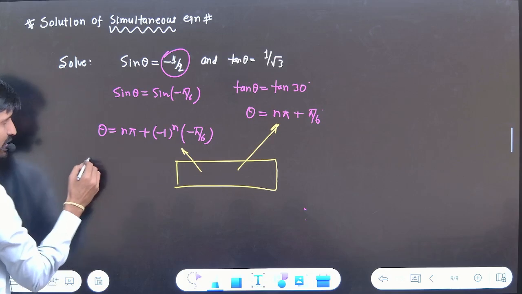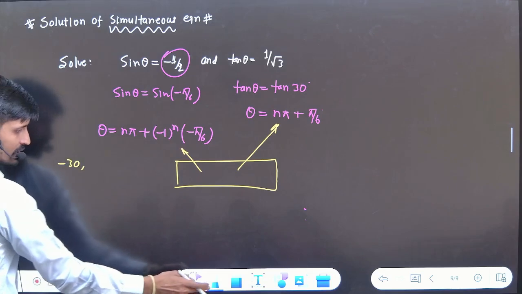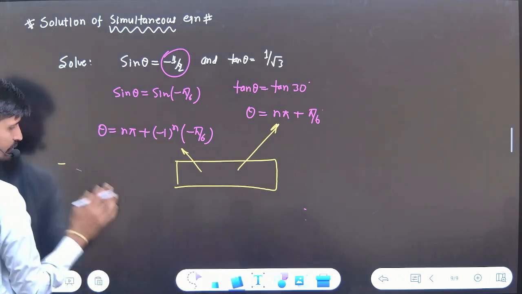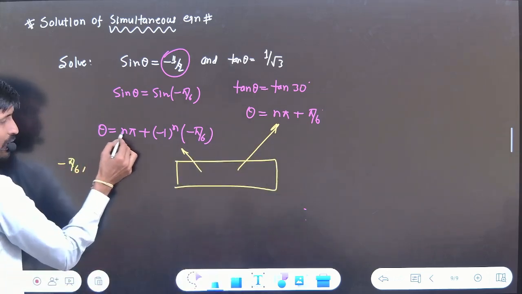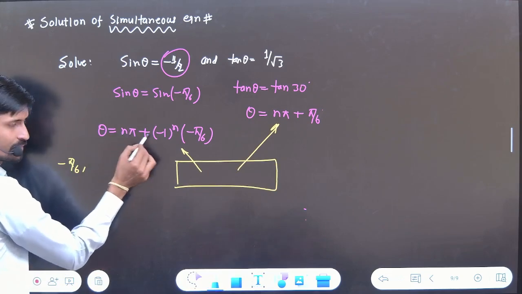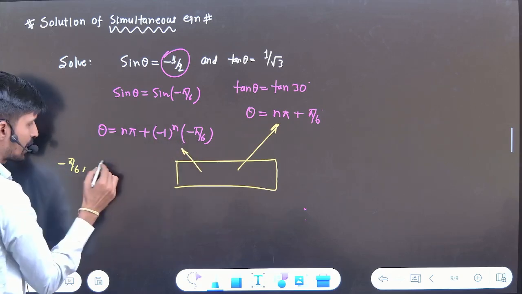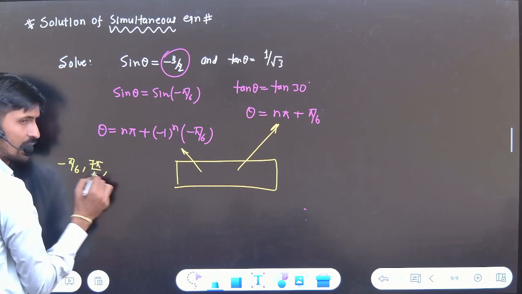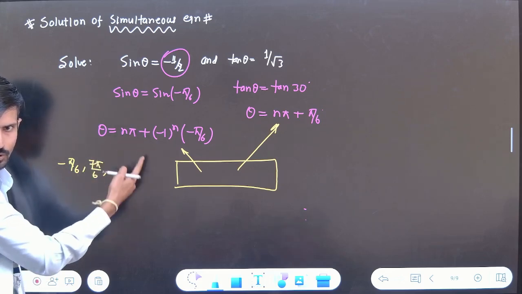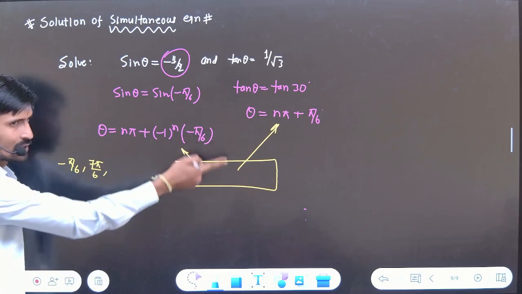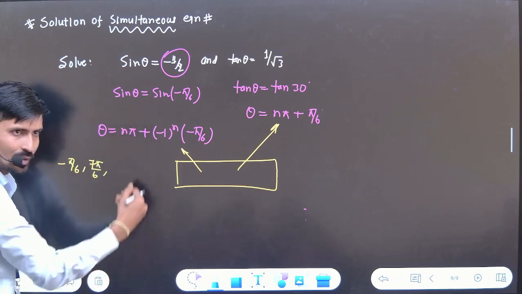So first I will put n equal to 0. What will I get? Minus 30 degrees, minus pi by 6. See what I am going to do. I'll put n equal to 1. This will become pi, minus 1 raised to 1 times minus pi by 6, this will become plus pi by 6. Pi plus pi by 6 is 7 pi by 6. Here I will write 5 or 6 angles generated from here. So you have already learned this step: how to generate angles from the general formula. You are seeing how we will proceed.